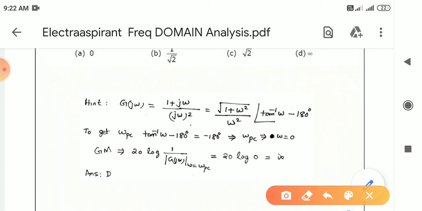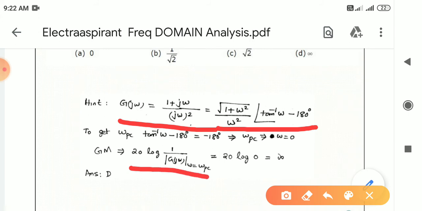equal to (1 + jω)/(jω)², and we can make the corresponding magnitude part and angle part. Now we need to find the gain margin. We know the gain margin is defined as 20 log 1 by the open loop transfer function at ω equal to ωpc, where ωpc is the phase crossover frequency. It is nothing but when the angle becomes minus 180 degrees, the corresponding frequency is the phase crossover frequency.